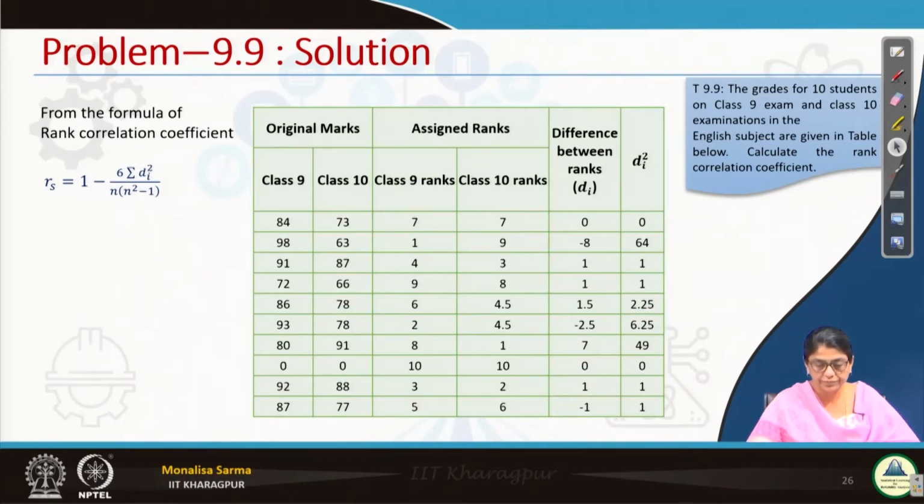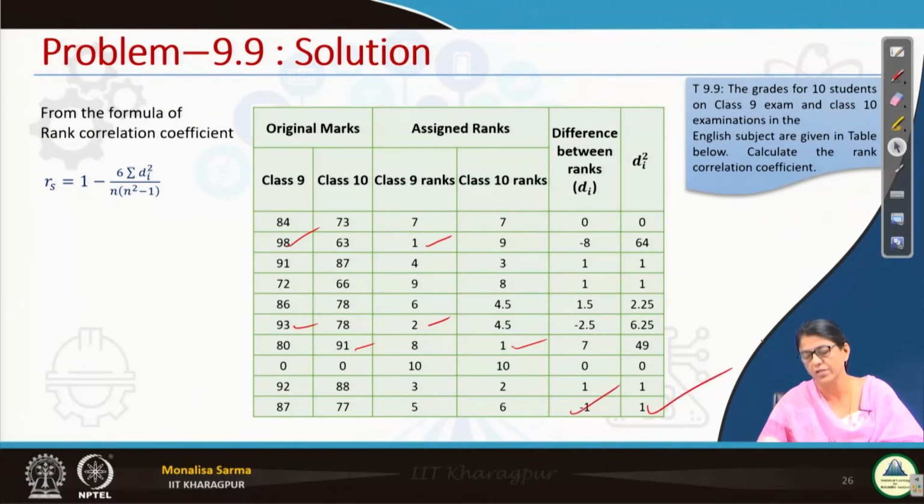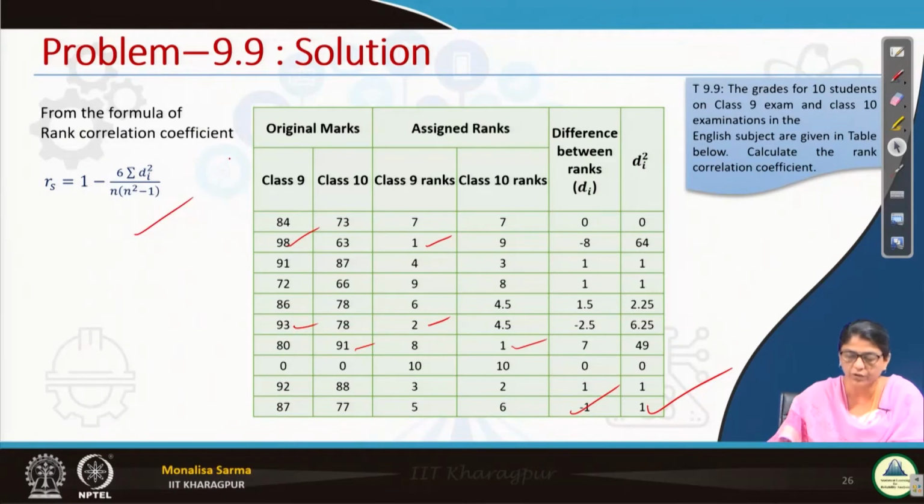See here, for class 9, 98 is the highest mark, so I have given it rank 1. After 98 it is 93, so I have given rank 2. Similarly here, 91 is the highest mark, I have given rank 1. Likewise, then I find d, then d squared, and put it in this formula to get the value of Rs. Here it just asks to find the rank correlation coefficient, so we will not do the significance test. If it asks for the significance test, then you'll have to do it.